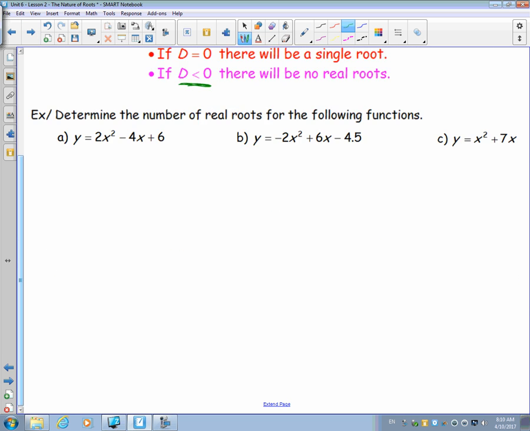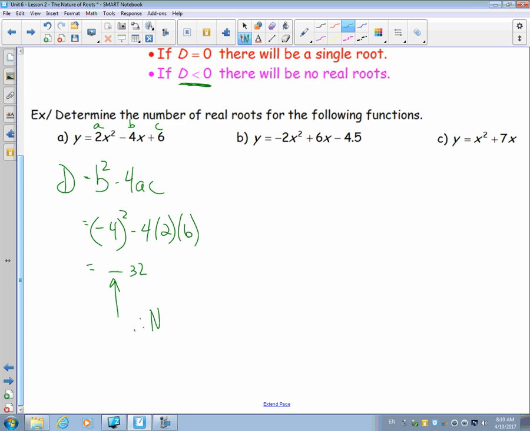Okay, so if we take a look at this next set of examples, these are all standard form equations. I'm going to calculate my discriminant. b squared minus 4ac. A, b, and c in the right order. So b squared, put in brackets, negative 4 squared minus 4 times 2 times 6. And yes, I'm worried about the number. I do want to get the right number, but I'm really more worried about the sign. And this one happens to be a negative 32. And the fact that it's negative tells me there are no roots. This can't be solved. I couldn't try factoring and figuring out the zeros because there aren't any.